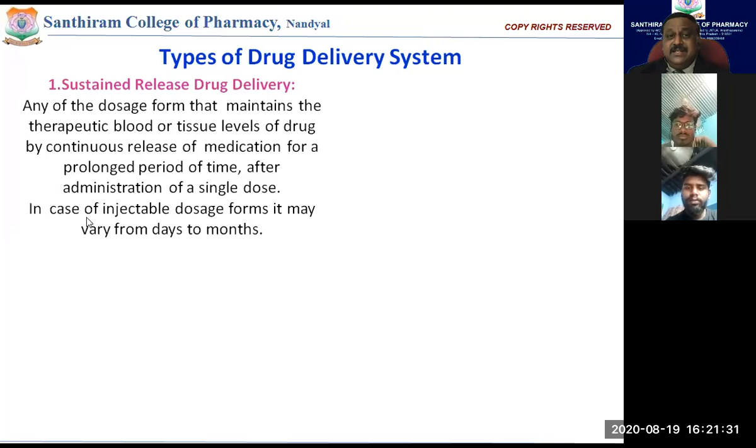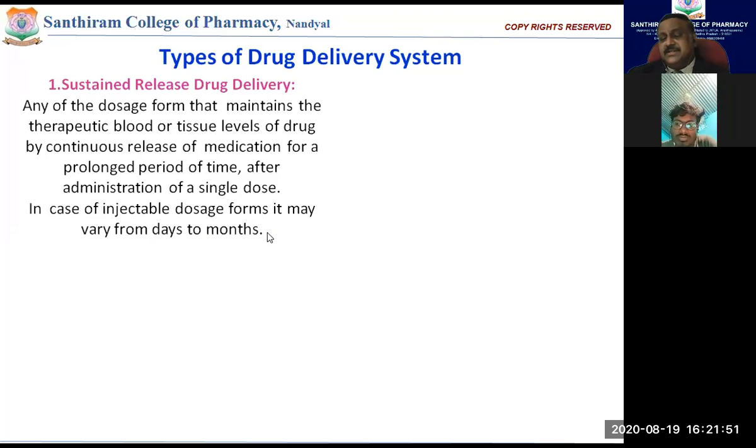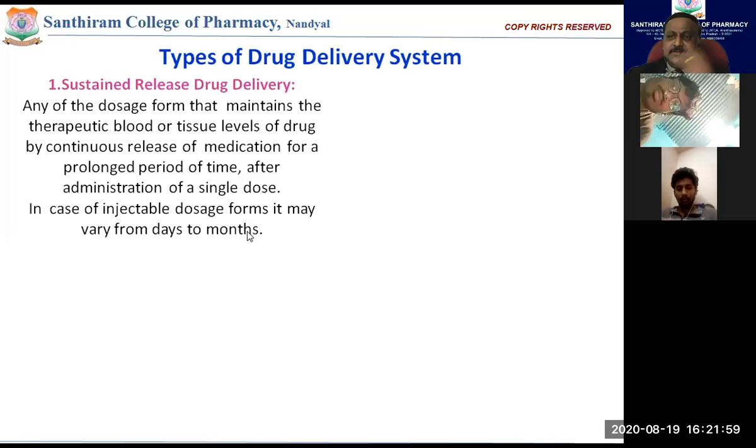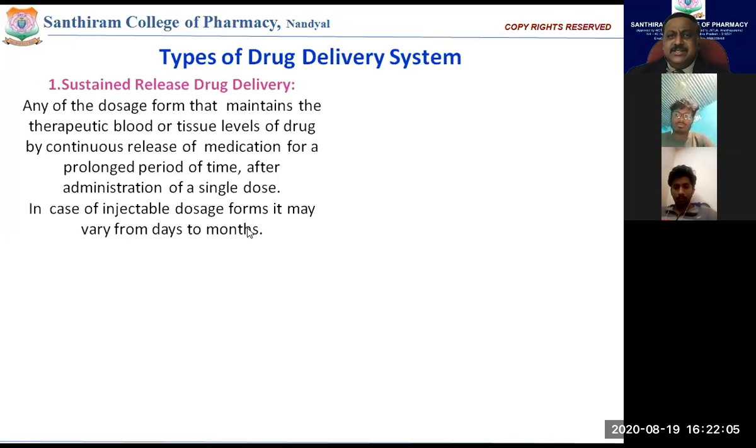In case the sustained release drug delivery is an injectable form, given by the route of injection, IV or IM or whatever it is, the release may prolong from days to months, right? It may work continuously for several months, or it may even work for several days, in case some special injection form has been given. So this is just a basic introduction to the sustained release drug delivery system. Is that clear to all of you?